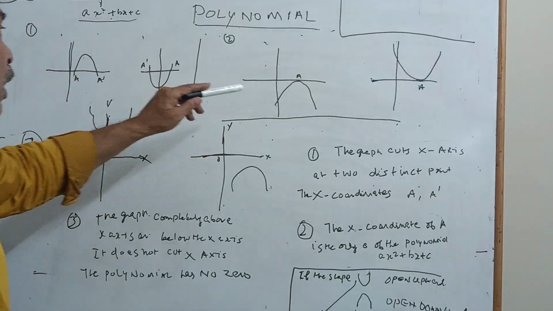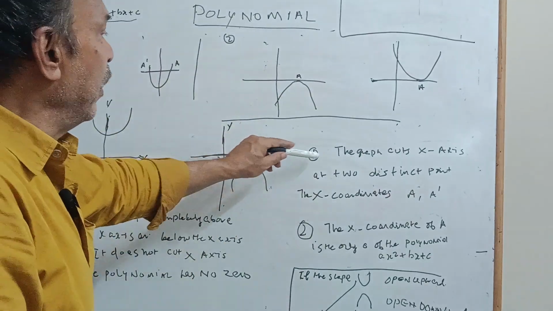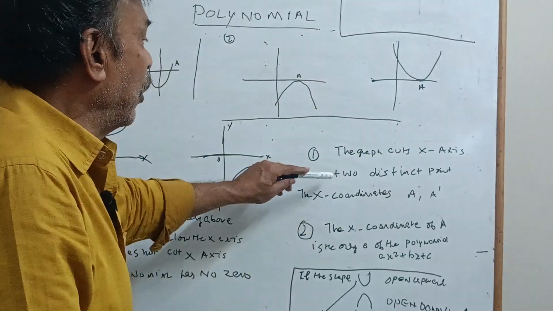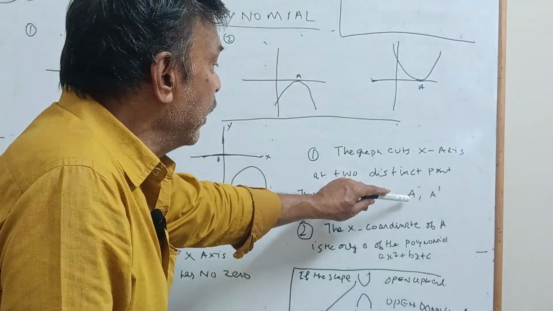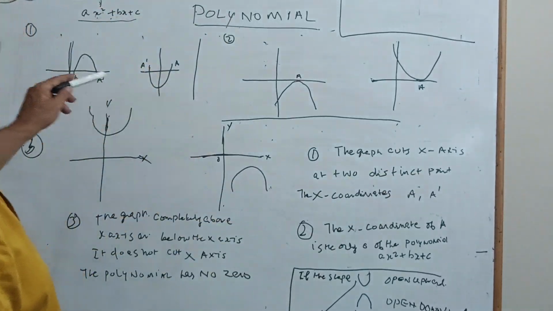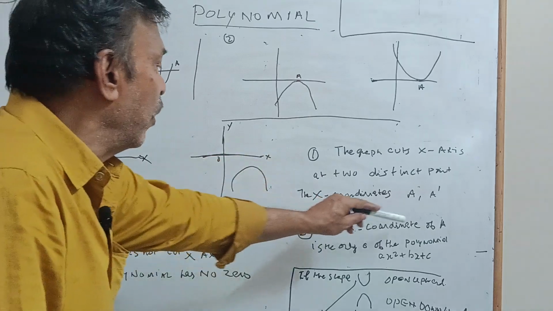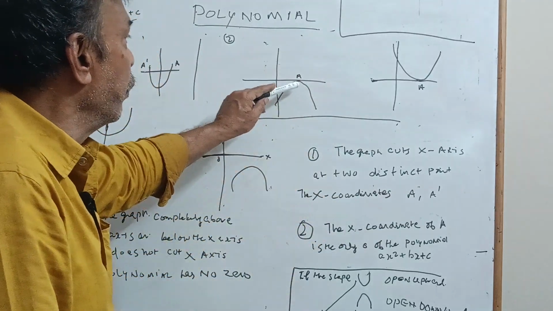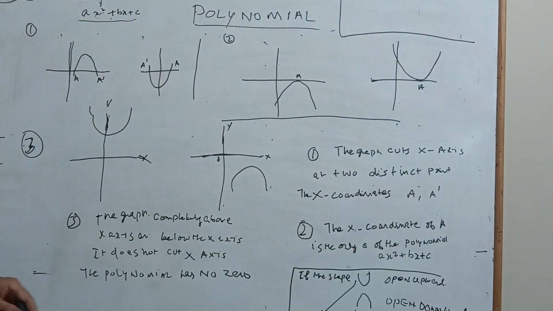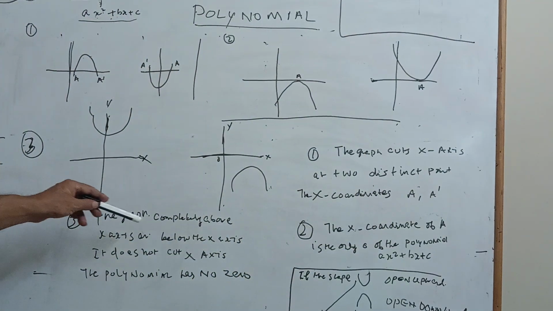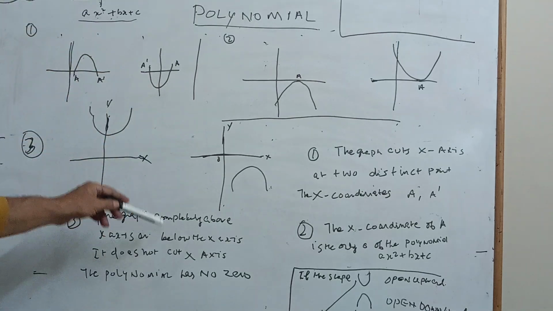To get zeros, it should intersect the x-axis. So here we have got only one point. So I wrote: the graph cuts the x-axis at two distinct points. The x coordinates are a and a dash. The second one, the x coordinate of a is the only zero of the polynomial ax squared plus bx plus c. Here the graph is completely above the x-axis or below the x-axis and does not cut the x-axis at all.